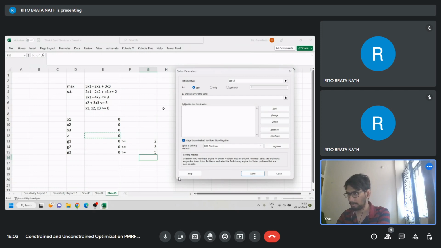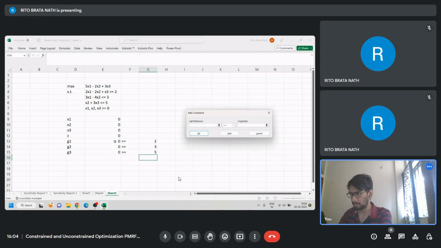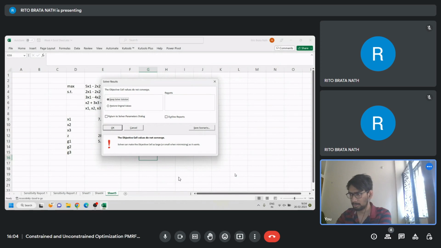So this is my objective, a maximization problem, and the changing cells. Now you can add the constraints one by one. So this is greater than equals 2. So you can add that. Next, this is less than equals 3. Finally, this is greater than equals 5. Okay, so your constraints are added. Make unconstrained variables non-negative, simplex LP, and solve it. Okay, so it says it doesn't converge, but it should not happen. Probably I have made a mistake.